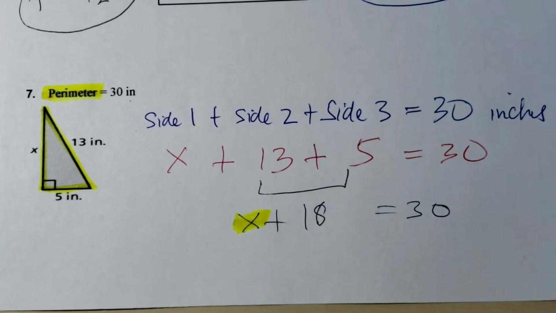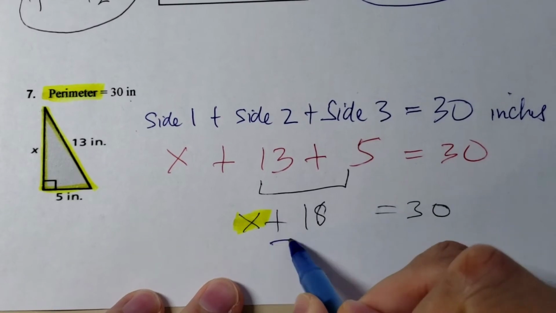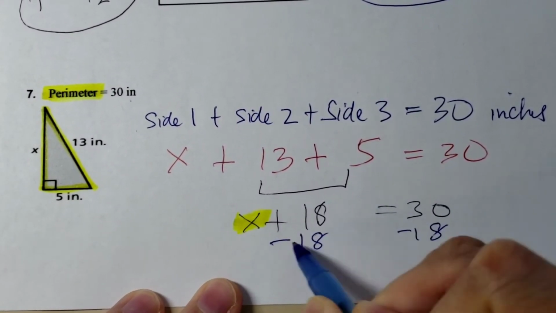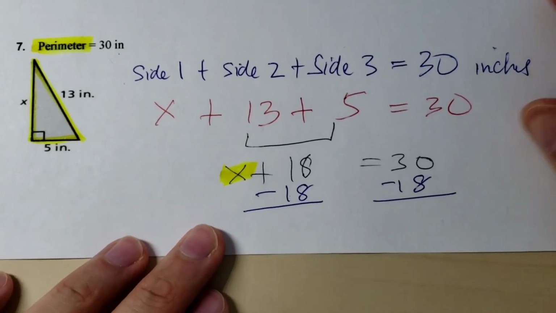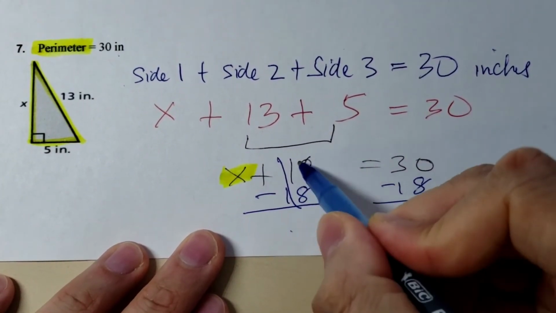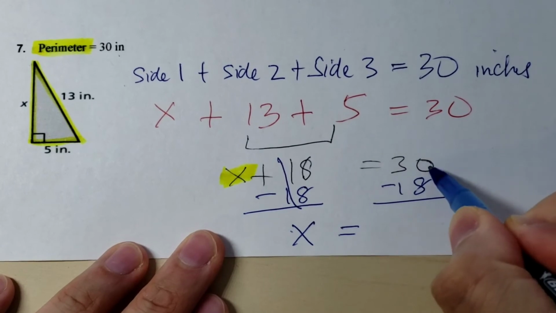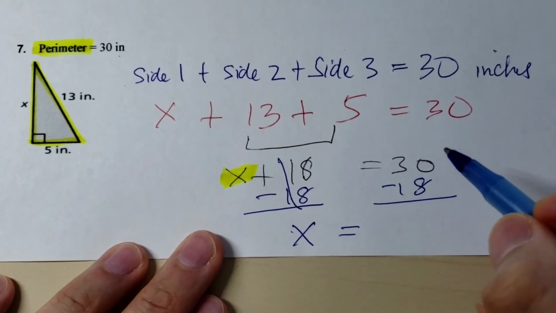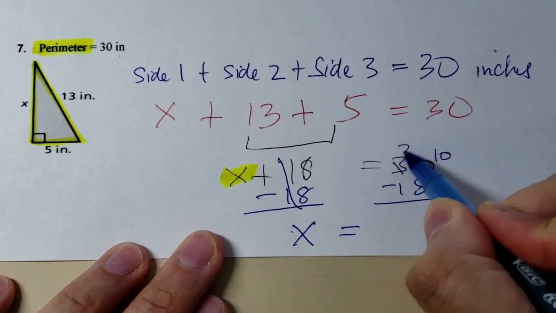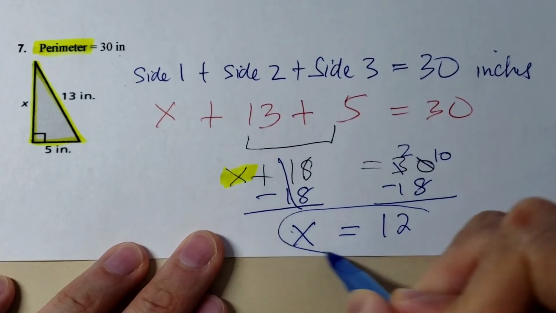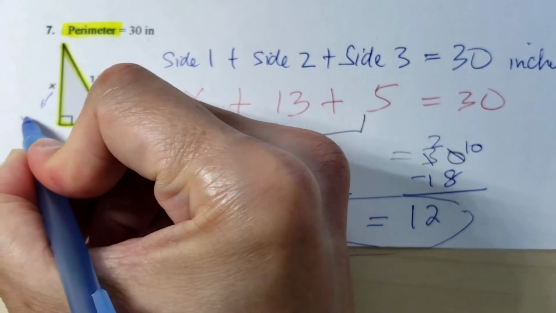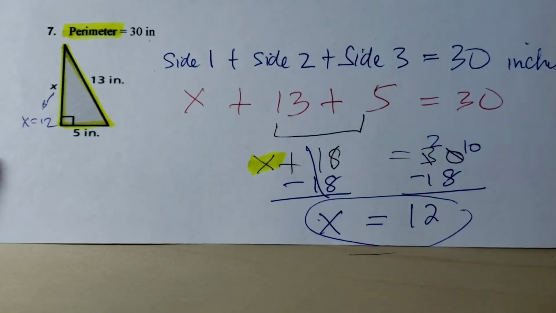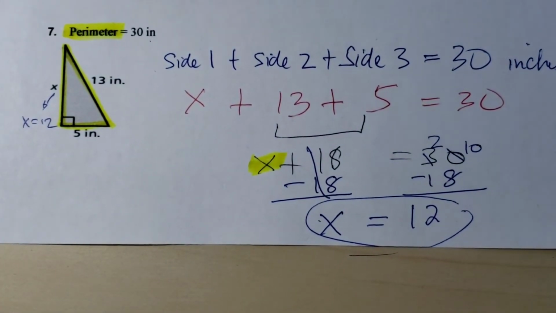All right. Now, undo operation. It says plus 18. Yes, you're right. You subtract 18. Whatever you do on one side, you do on the other. Don't forget that. Let's be more organized. So that's a 0. 18 minus 18 is 0. X is equal to 13 minus 18. And that should give us, this becomes a 10, this becomes a 2. A 12. So that means this side is equal to 12. Fairly easy. Hope this helps.